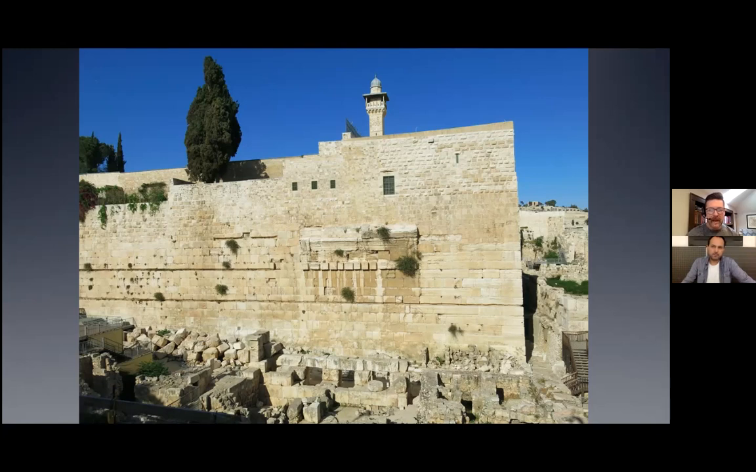These are the actual remains of the Temple Mount platform that was destroyed by the Romans in 70 AD.